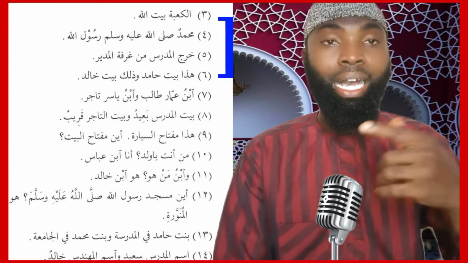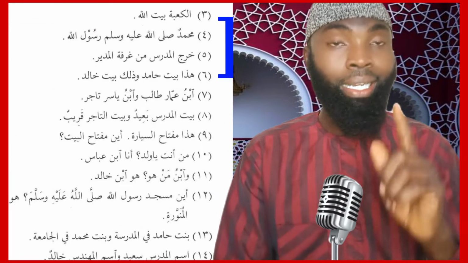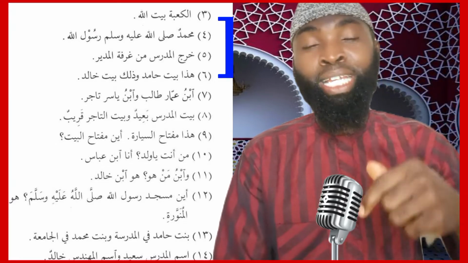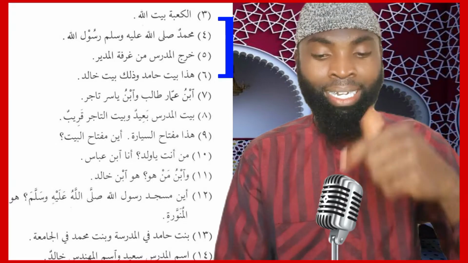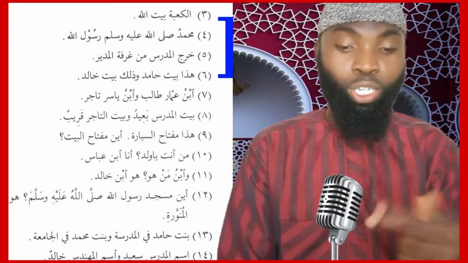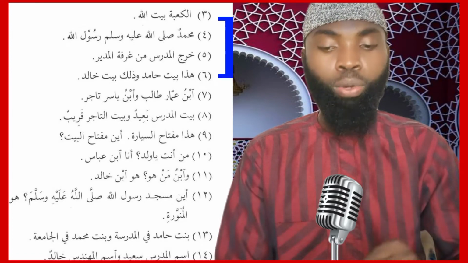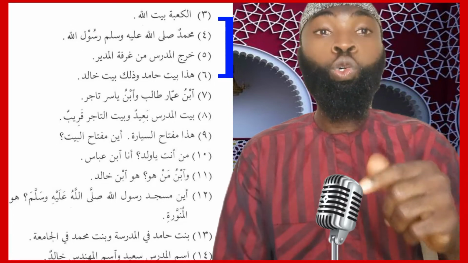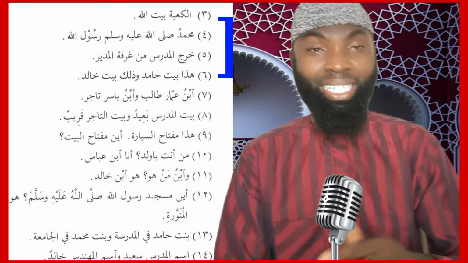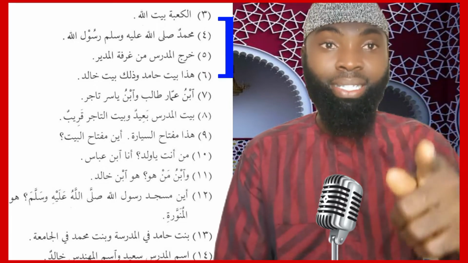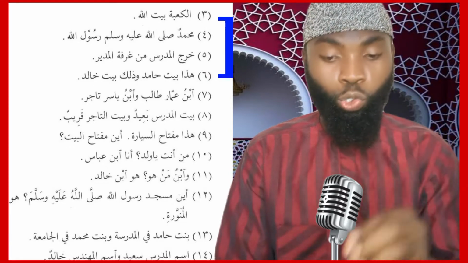Number 3, we have al-Ka'batu. Al-Kaaba, we know Kaaba, the house of Allah in Mecca. Al-Ka'batu, Baytullahi. Al-Kaaba is the house of Allah, Baytullahi. Number 4, Muhammadun sallallahu alayhi wa sallam, Rasulullahi, messenger of Allah. Allah's messenger. Allah possessed Muhammad, the Rasul.